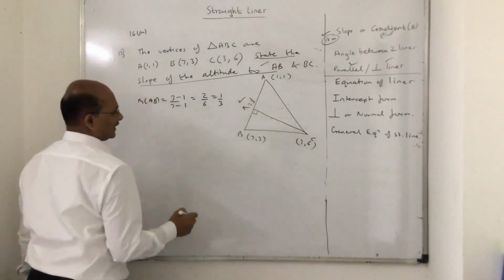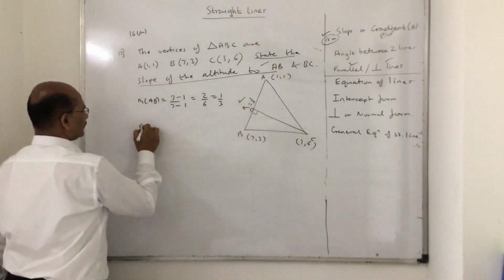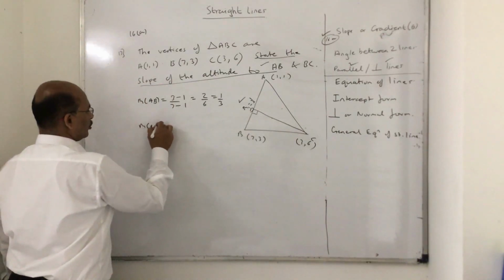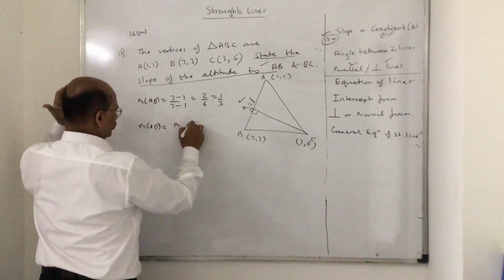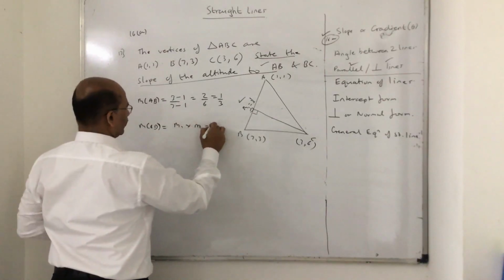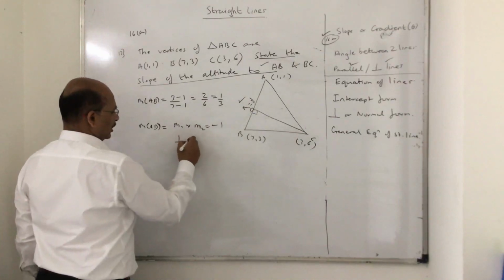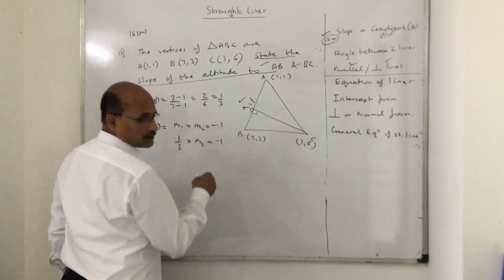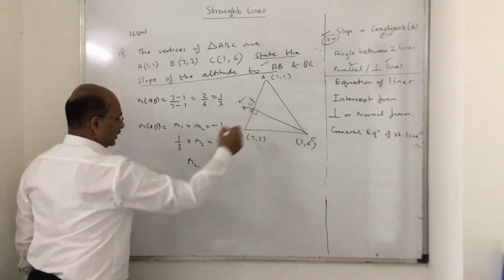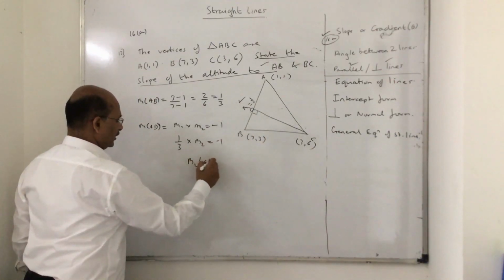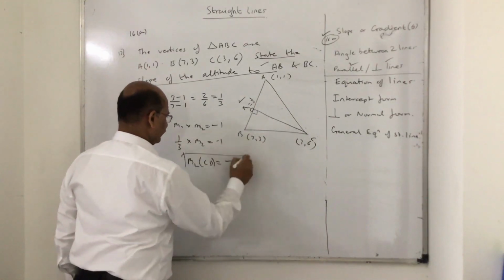What is the slope of the second line now? Say CD, the altitude. The slope of CD is perpendicular to this, so m1 into m2 is equal to -1. What is the m1 I got? 1 upon 3 into m2 is equal to -1. So finally, the slope of this perpendicular one, the slope of CD, is nothing but 3 into -1, which is -3.